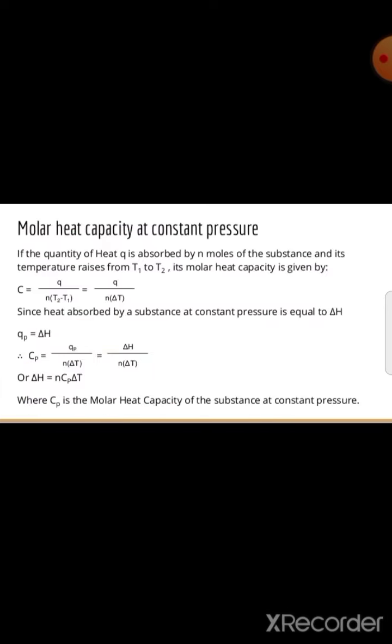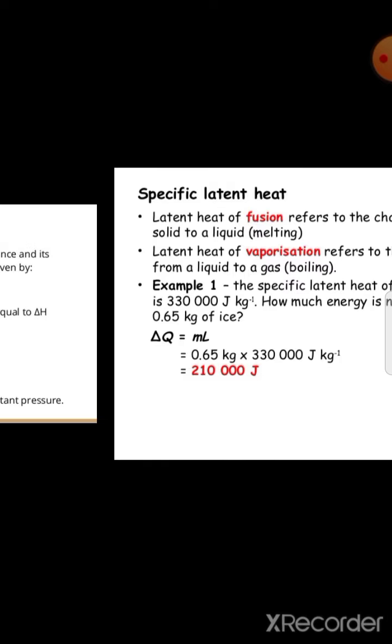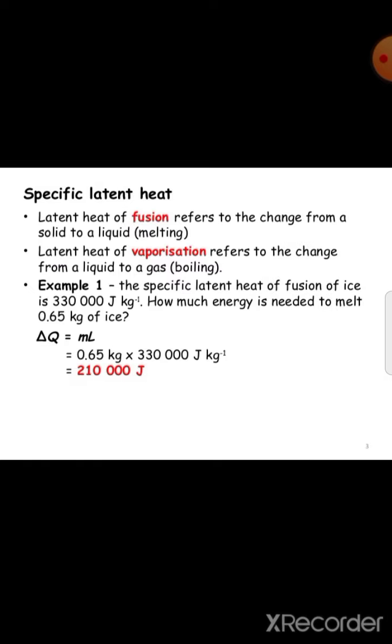Next, the molar heat capacity at constant pressure. The molar specific heat capacity at constant pressure means C_p. So, this is the definition for C_p. And another definition we also have, that is molar heat capacity at constant volume. You go through it; the same formulas are also given here. The next thing we are going to see is latent heat.